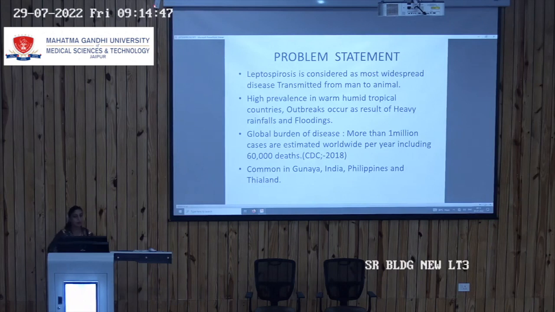Now about the global burden of disease. More than 1 million cases are estimated worldwide per year, including 60,000 deaths. It is common in Guyana, India, Philippines, and Thailand.